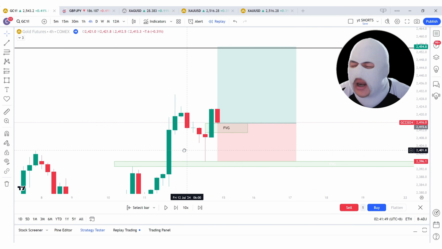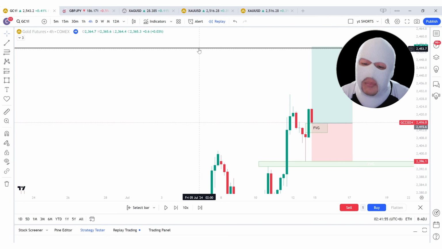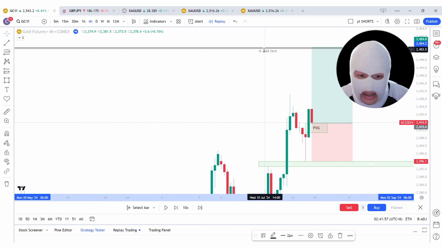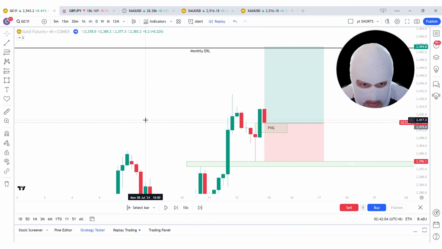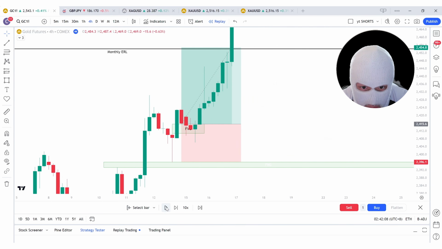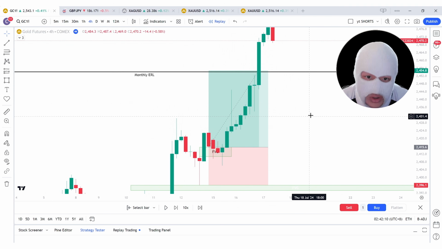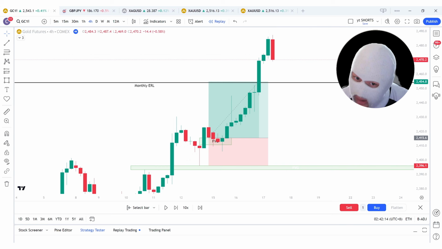You could even be a little bit more ambitious with your targets and target the monthly ERL, because remember, the monthly context is still in play, and we would like to see a nice swing trade that could eventually run to the highs. So let's see how this trade plays out here. And there you go. Price smashes full take profit and of course also takes out the monthly ERL right over here.